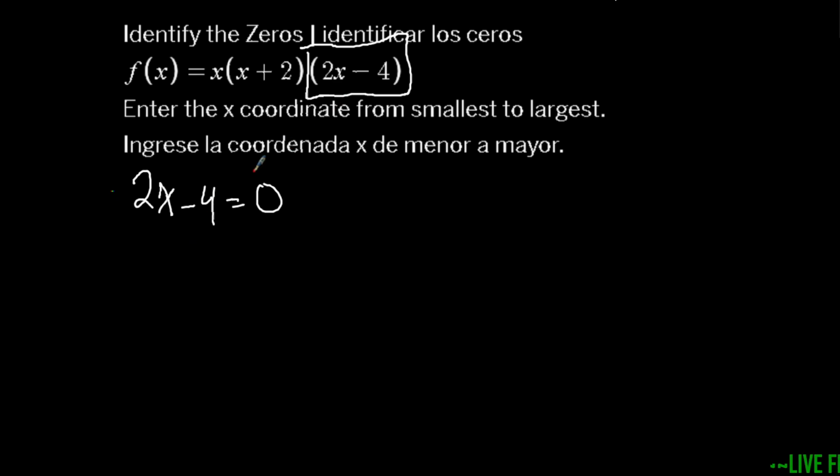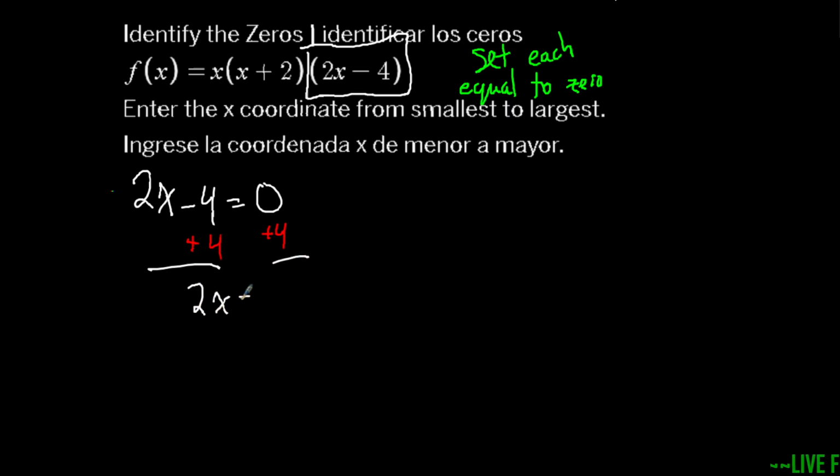So on the side here, I'm going to set this equal to 0. Let me put it up here. I'm going to say set each equal to 0. So for example, I have 2x minus 4 is equal to 0. And I take it like a normal equation I can solve. So let's add 4 to both sides, so I have 2x equals 4. And I divide both sides by 2. And I can say x equals 2. So that's going to be one of my x-intercepts.